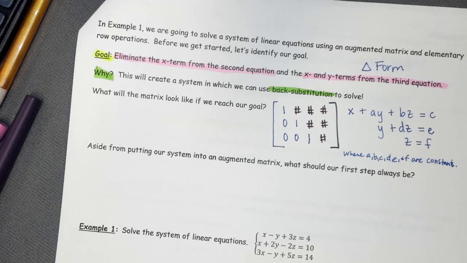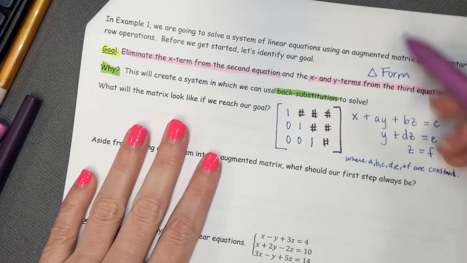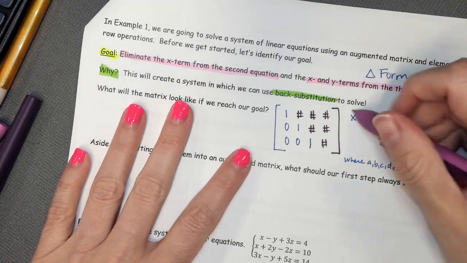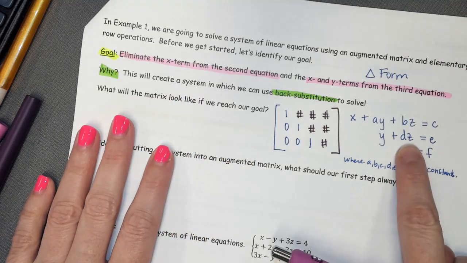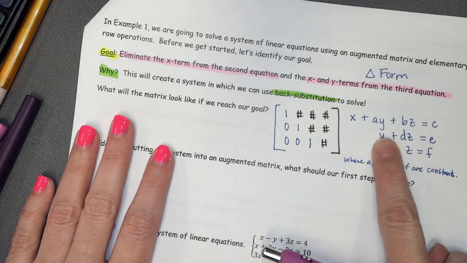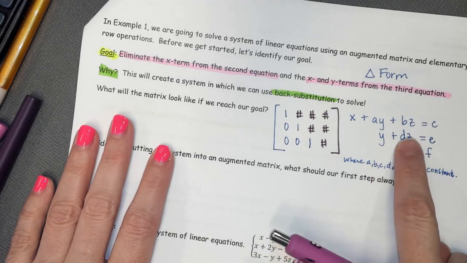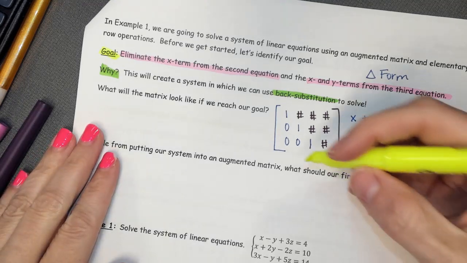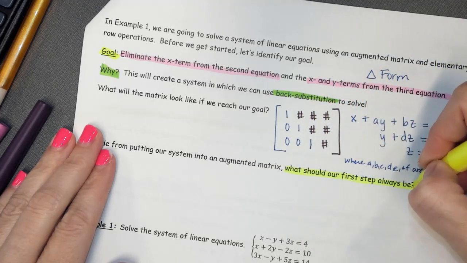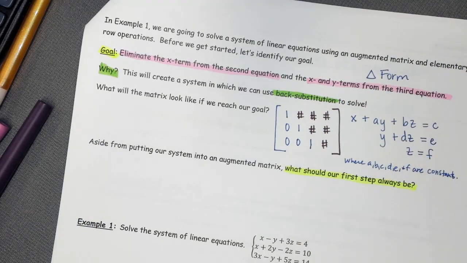Okay, this is going to create a system where we can do back substitution. So again, this is a triangle as well here. If you have z equals a number, then you can plug that value in for z, and then you could solve this for y, and then you'd have z and y, and then you can plug that in for x.